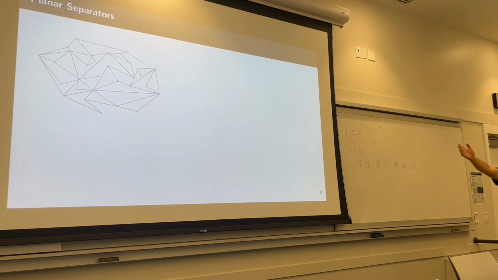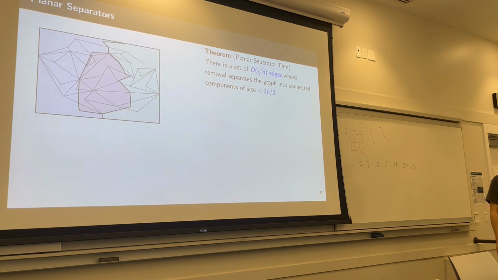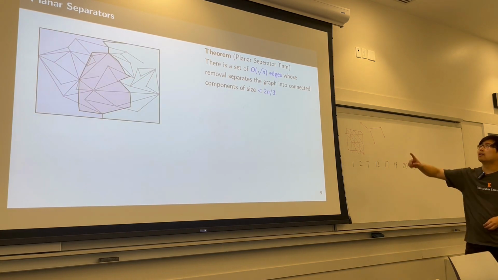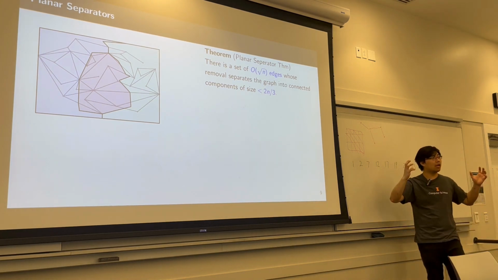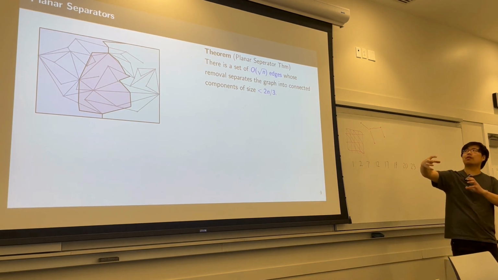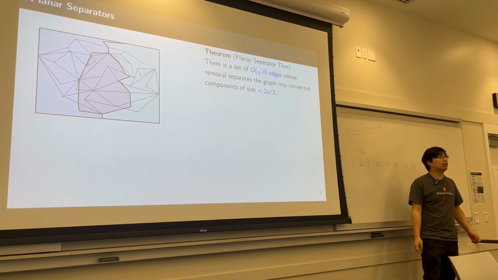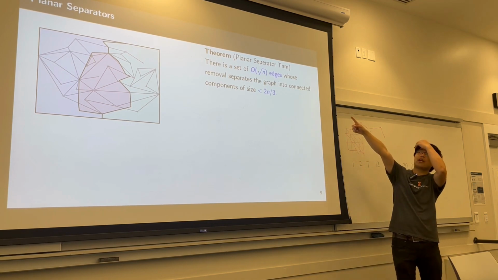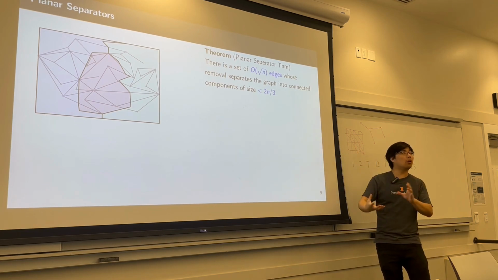So if you're given a planar graph like you see here, there's a planar separator theorem due to Lipton and Tarjan in the 90s that says that there's a set of square root n edges where if you rip them out of the graph, the remaining pieces of the graph will have components of size at most 2/3 n. So it's a very small number of edges, root n, and if you remove them, you get smaller components.